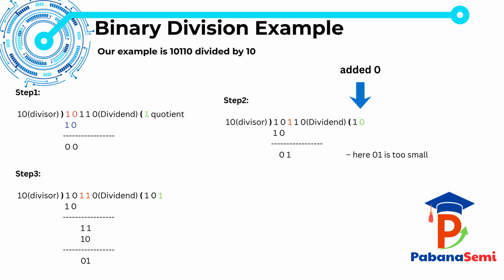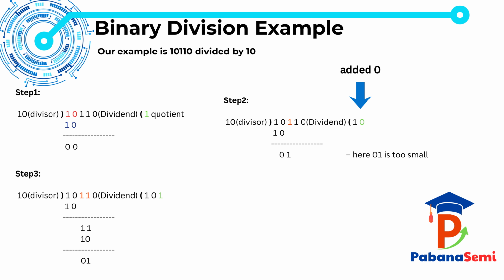Step 1. Look at the first 2 bits of the dividend. 10. Can 10 divide into 10? Absolutely yes. So we write 1 in the quotient. Subtracting 10 from 10 gives us a remainder of 00. Step 2. Now we bring down the next bit, which is 1. Our current number becomes 01. Can 10 divide 01? No, it's too small. So we place a 0 in the quotient and move on.